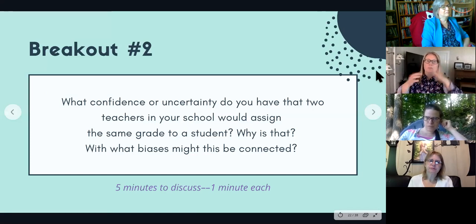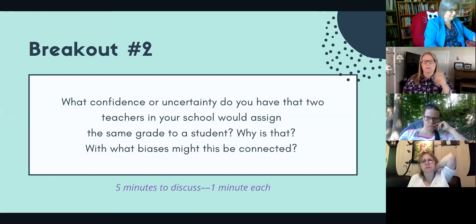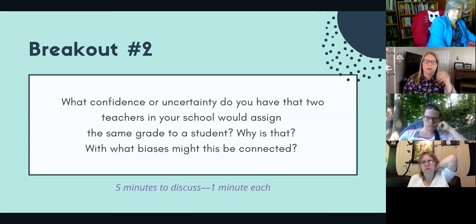So in our second breakout group, we're going to use this question that he had that has us sort of explore the possibility of bias. So thinking about your own staff, your own teachers, what confidence or uncertainty do you have that two teachers in your school would assign the same grade to a student, maybe two 9th grade English teachers or two 10th grade English teachers? And why is that? Why are you confident or uncertain?